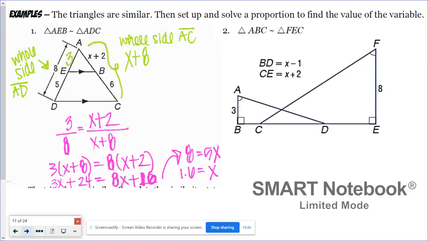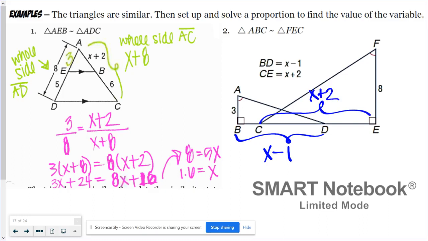So I've already gone and I've solved this. So I cross multiplied, divided, and I got that x is 1.6. Okay, but make sure you're using the whole side because it's really easy for students not to do that. Okay, so what about number 2? Okay, clearly in the diagram, we see that AB is 3 and FE is 8. Furthermore, they told us that BD is x minus 1 and CE is x plus 2.